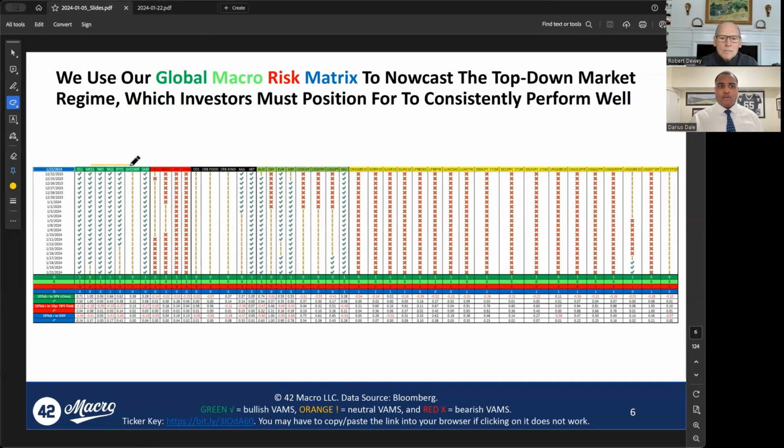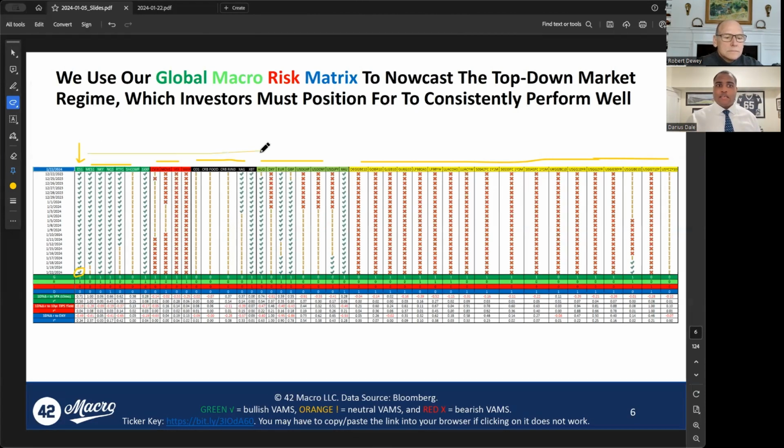So you can see it's organized by equities, volatility instruments, commodity instruments, currencies, and then rates, spreads, and yields, et cetera. For example, let's take the S&P 500. The S&P is currently bullish from the perspective of its volatility adjusted momentum signal. That's what the green check mark indicates. The red X indicates bearish, and the exclamation point indicates neutral. It's historically been bullish in Goldilocks and reflation, so both of those regimes are getting a point from that current bullish VAMS signal in the S&P 500.